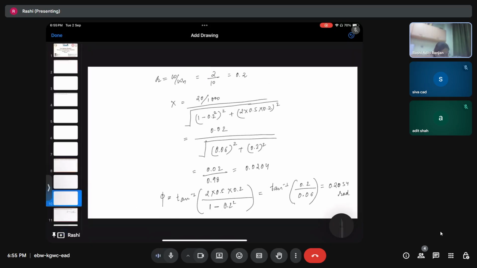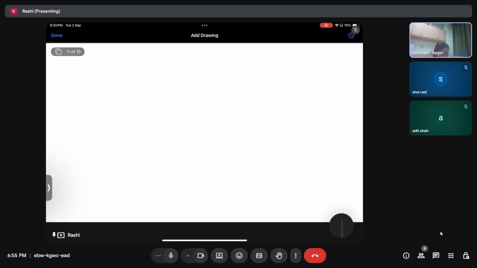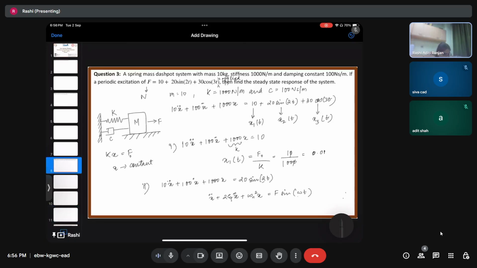So the final solution for the sinusoidal forcing term is going to be x2 of t as 0.0204 sine of 2t minus 0.2054. Okay, I hope this is clear. The first one, yeah, this is x of t.